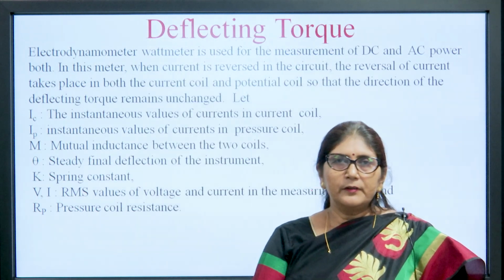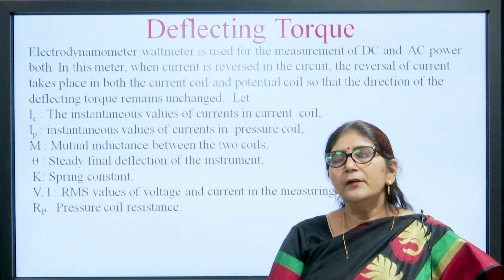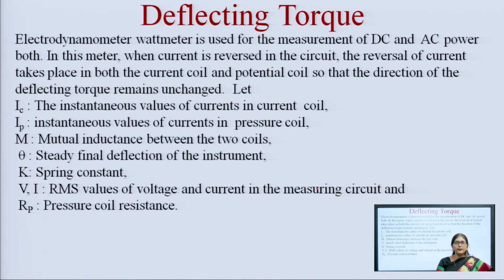Now, deflecting torque. We have to find out the relationship between the deflecting torque and the current and voltage, that is, we want to measure power. So, whether the deflecting torque is proportional to power or not. The electrodynamometer instrument is used for AC and DC both.